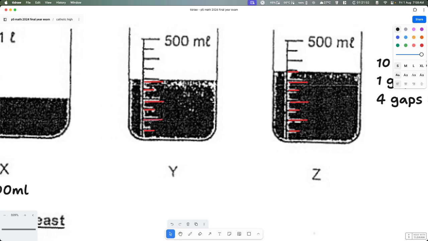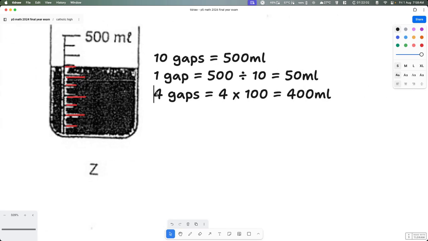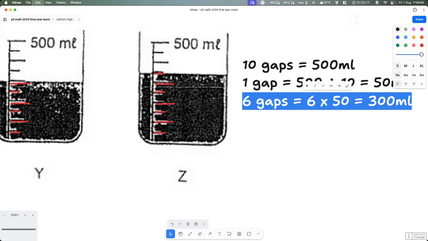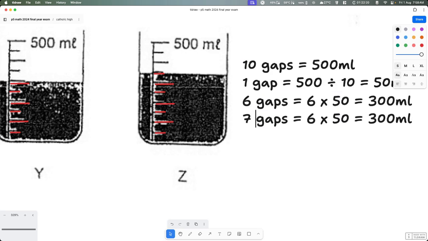So we have 1, 2, 3, 4, 5, 6. So 6 gaps. Okay, 6 times 50 will be 300 milliliters. And then lastly, this is 1, 2, 3, 4, 5, 6, 7. So this is 7 gaps. 7 gaps is equal to 7 times 50, and this is 350 milliliters.